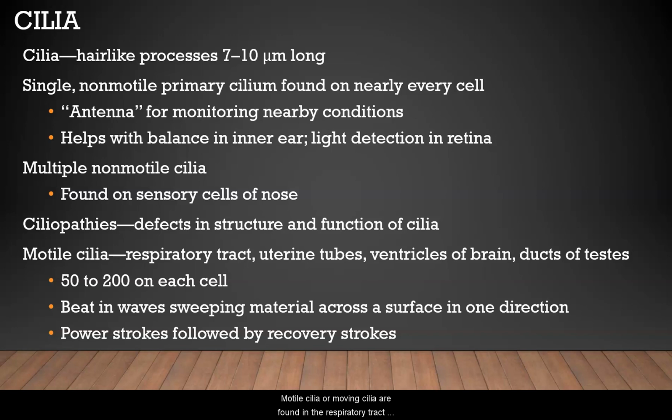Motile cilia, or moving cilia, are found in the respiratory tract, the uterine tubules in order to move egg cells down, ventricles of the brain, ducts of the testes, and there are 50 to 200 on each cell, and they beat in waves, sweeping material across a surface in one direction. What happens is it beats one way, and it's called a power stroke, and it beats the other way, called a recovery stroke.